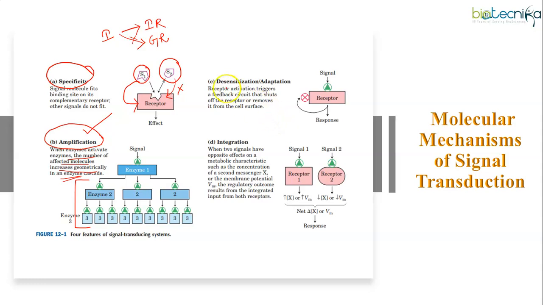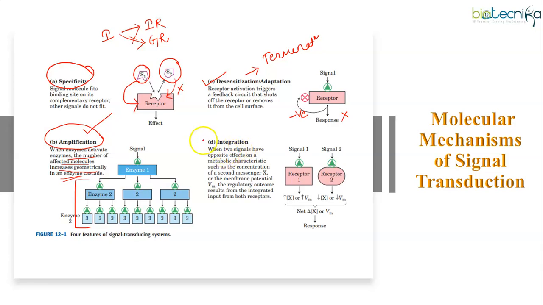The third important mechanism is desensitization or adaptation. That means when a signal binds to the corresponding receptor, after a particular period of time it will not generate any response. The response itself will give a negative feedback. So this is basically a kind of termination process, one of the methods of terminating a signal transduction pathway.